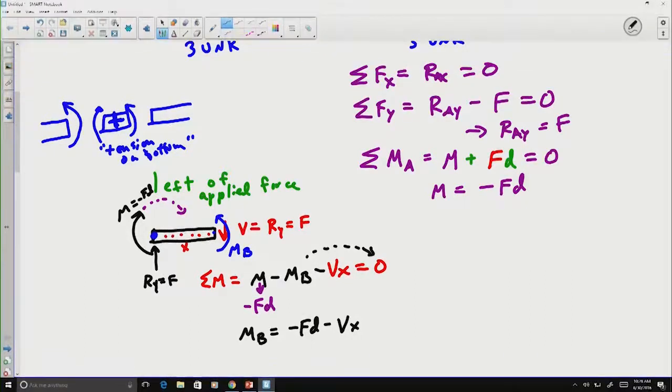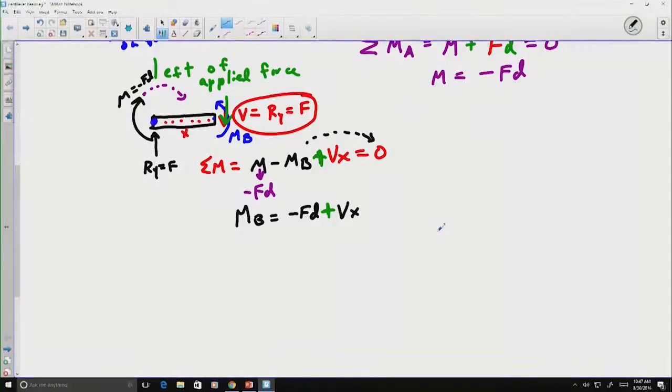Let's make sure we actually have that in the correct direction. Nope, we do not have that in the correct direction. Notice that the V, as we defined, was actually in our positive direction, in our clockwise direction. And so that ends up being positive in this location.